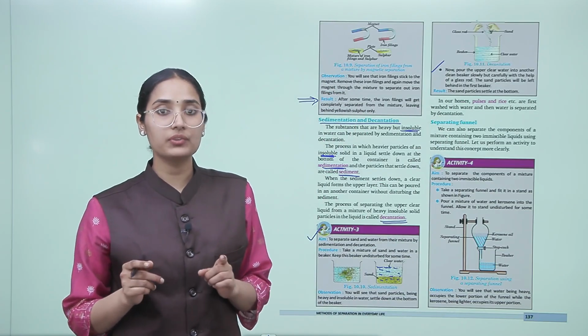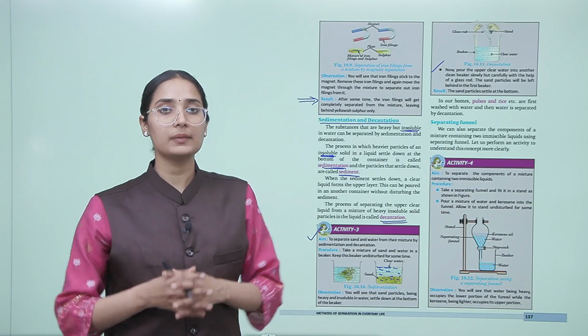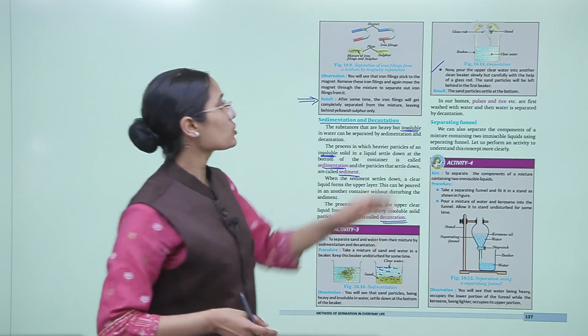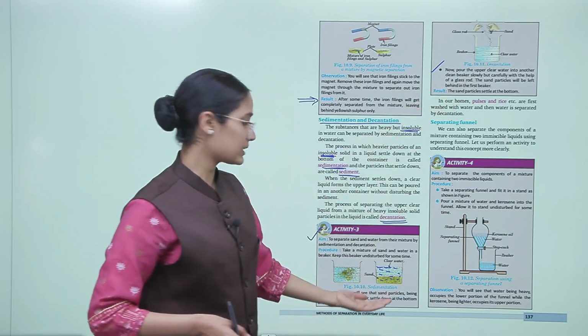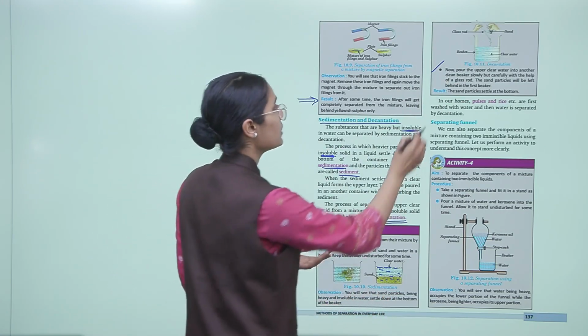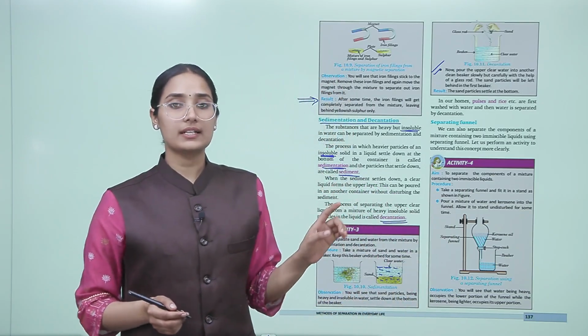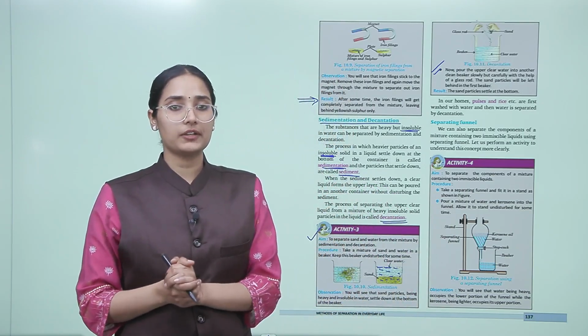Slowly but carefully, with the help of a glass rod, the sand particles will be left behind in the first beaker, right? So now, after it gets settled down, you can decant it, right? We studied about this process. This shows that the sand particles settle at the bottom of the container, right?